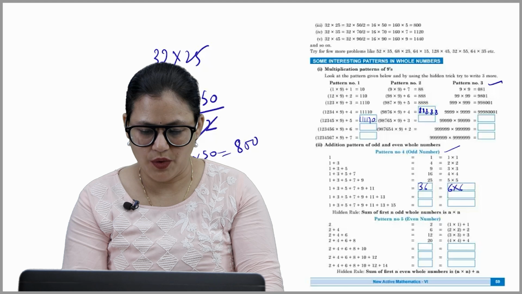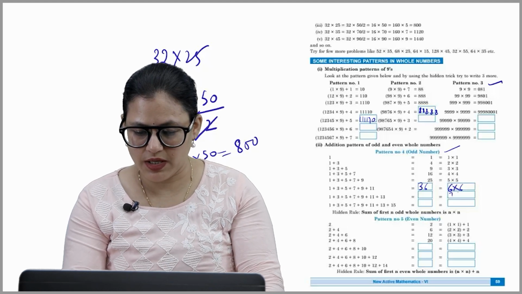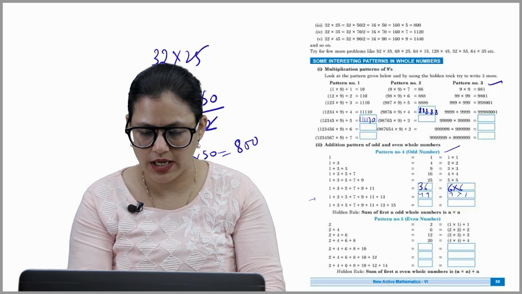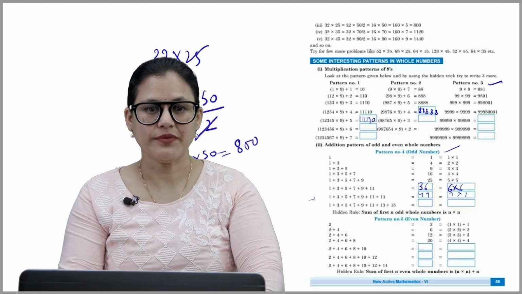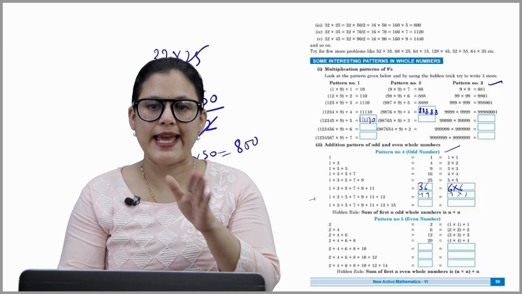1, 2, 3, 4, 5, 6, 7. How many odd numbers are there? 7. So, 7 into 7 is equal to 49. You can also check it by adding all these numbers. Hidden rule: the sum of the first n odd natural numbers is n into n.